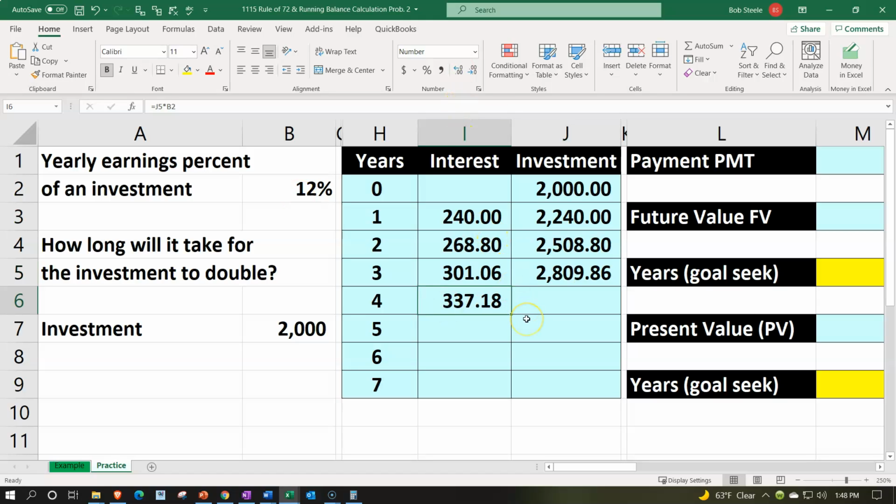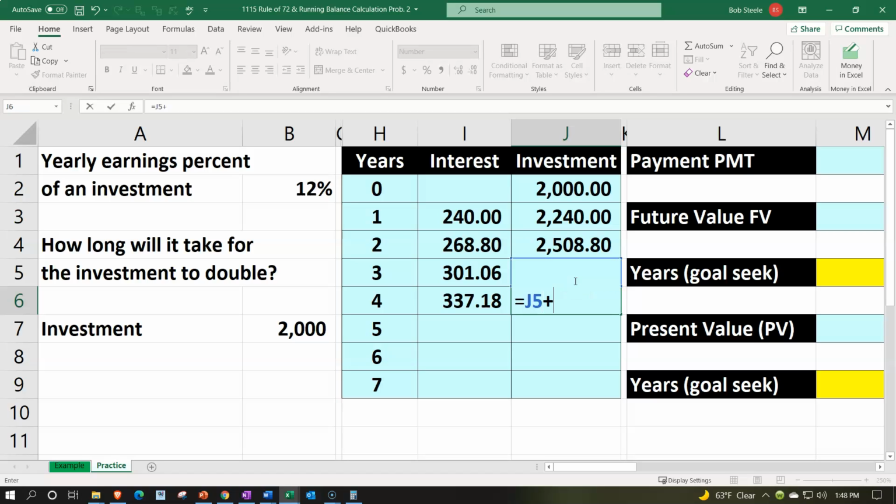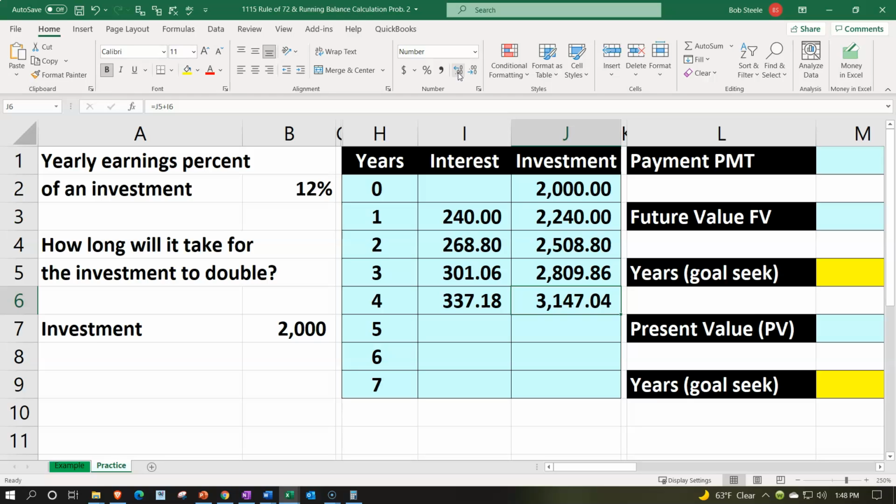I call that decimalizing it, which is a made-up word, but I think it's kind of fun to say. Decimalized it. You probably don't want to say that professionally, but it's still fun to say. So we're going to say the 2,809.86 plus the 337.18. That'll give us this number. We're going to then add a couple decimals. We're at the 3,147.04.